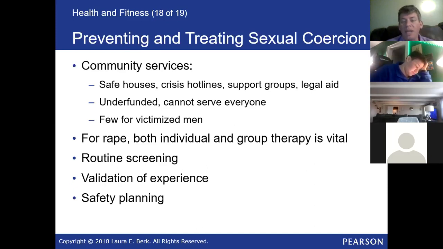For rape, both individual and group therapy is vital. We need to provide routine screenings. We need to validate that this did happen, not ignore it and go, come on, it was 15 minutes, or come on, you whatever, right? It happened. You said it happened, it happened. And we have to develop safety planning.